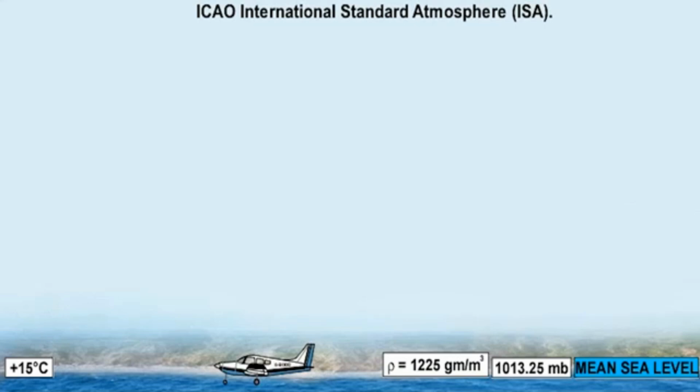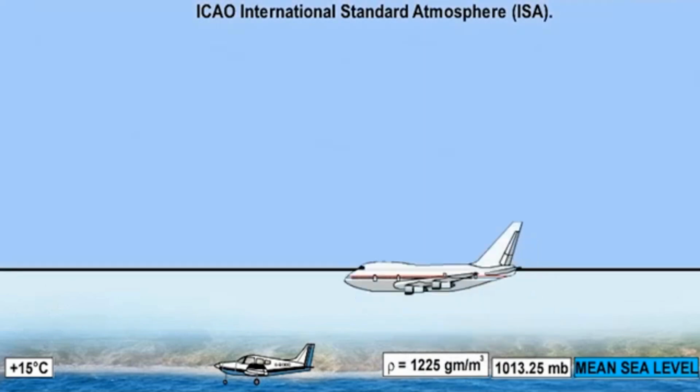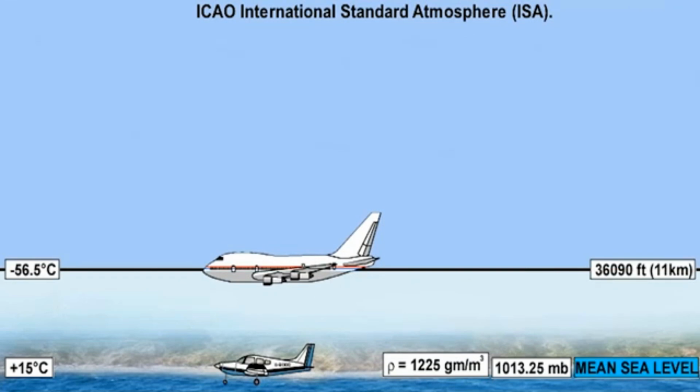Several assumptions are made in constructing the International Standard Atmosphere. The first is that at mean sea level the pressure is 1013.25 millibars. The temperature is plus 15 degrees Celsius, while the density is 1,225 grams per cubic meter. The second is that from mean sea level up to 11 kilometers or 36,090 feet, the temperature falls at 6.5 degrees Celsius per kilometer, or 1.98 degrees Celsius per 1,000 feet.